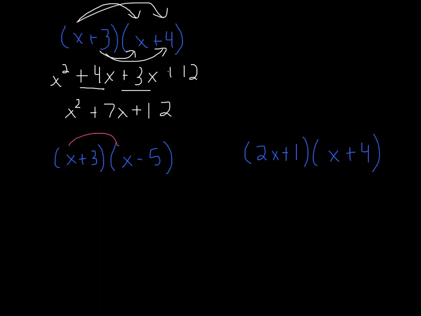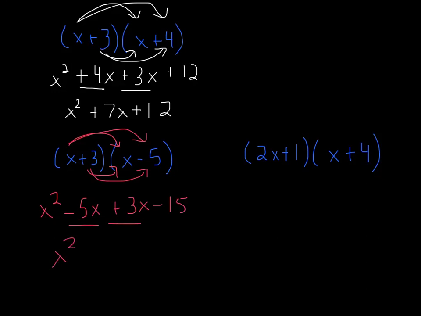So, x times x, and x times negative 5. I'm going to do all my arrows at the beginning. X times x is x squared. X times negative 5 is negative 5x. Sorry about that. Plus 3x minus 15. Combine the like terms, and you get x squared minus 2x minus 15.